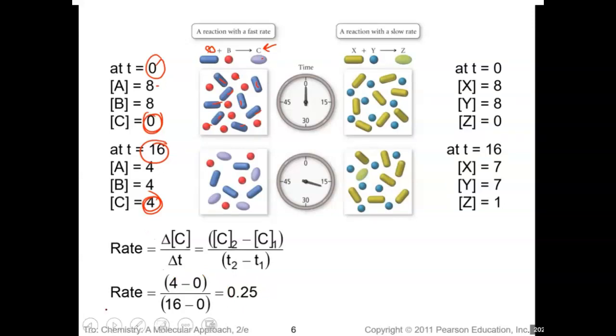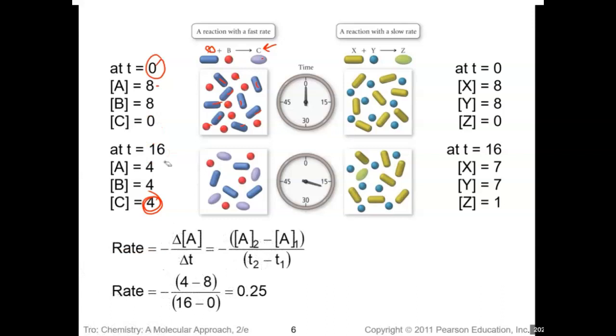So now we're going to look at it with regards to a reactant. If we look at the rate with regards to reactant A, we're looking at how A changes over time. Well, A ended at 4, it started at 8. So 4 minus 8, again, the time ended at 16, started at 0. But we have to put this negative sign here to correct, because our rates are always positive. Because if the rate was 0, that just means there's no change, right? So rates are always positive, so we have to correct for this, hence the negative sign.